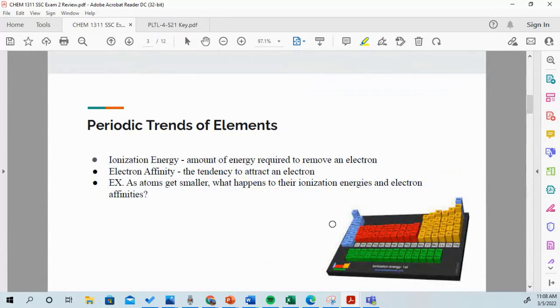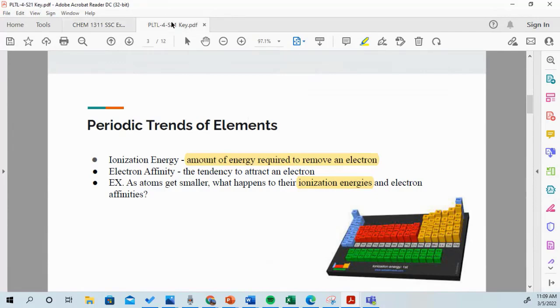We also want to understand the concepts of ionization energy and electron affinity. Ionization energy is the amount of energy required to remove an electron, versus electron affinity, which is the tendency to attract an electron. As atoms get smaller, as we go across the period, what happens to our ionization energies? Is it going to take more energy to remove an electron, or not that much energy?